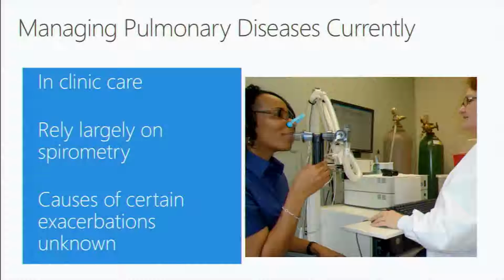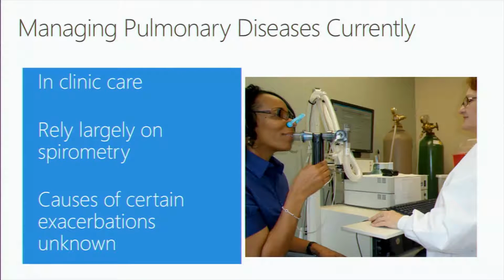It's pretty much in clinic. So if you look on the right here, this is a clinical spirometer. It's a device called a spirometer that essentially assesses lung function. Whenever you have a chronic pulmonary disease, typically you do lung function tests to assess the quality of your lungs, but also to look at whether that's improving or degrading over time. But typically this is done in clinic.